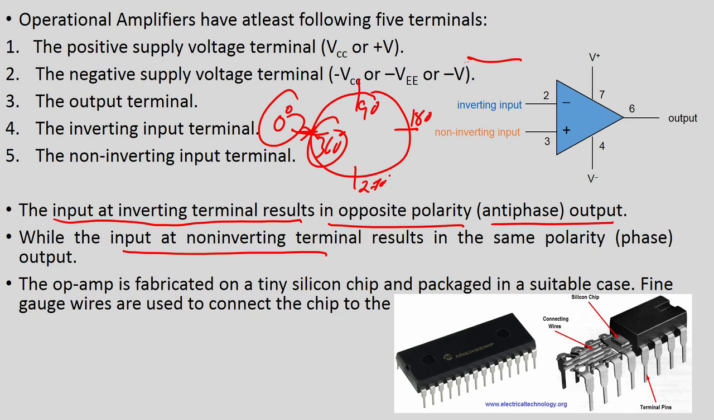That means if I have a signal here, I see the output here, and the signal is applied to terminal number 3, then this is 0 degree phase, and this is also 0 degree phase or 360 degree phase shift. It means the same thing. Whether you say 0 degree or 360 degree, it is the same thing. So, there is no phase shift.